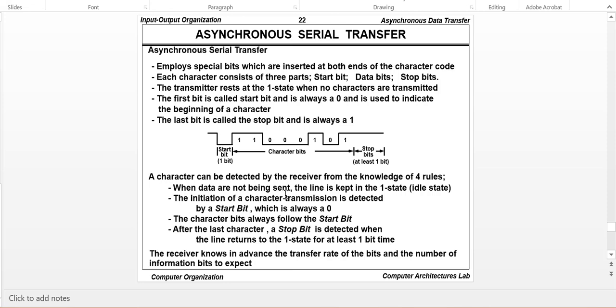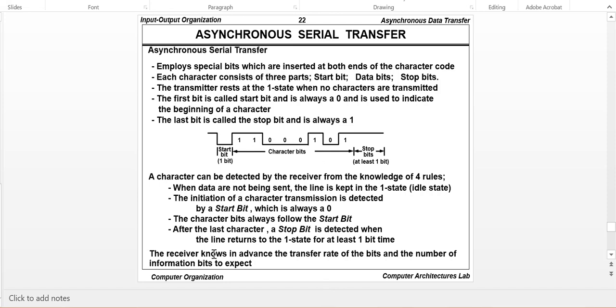When data are not being sent, the line will be kept in the one state, the idle state. Then the initiation of a character transmission is detected by a start bit, which is always a 0. Then the character bits always follow the start bit. After the last character, a stop bit is detected when the line returns to the one state. So there will be at least one stop bit, or even more than that.